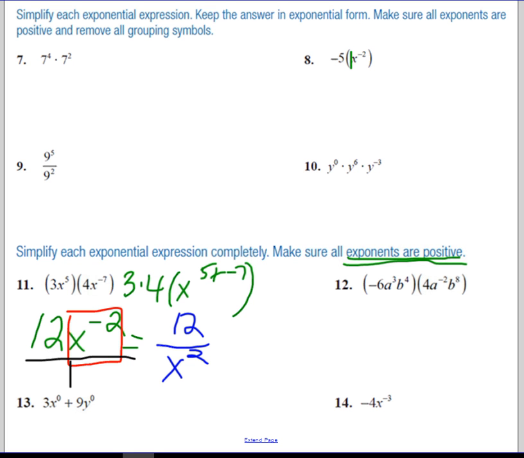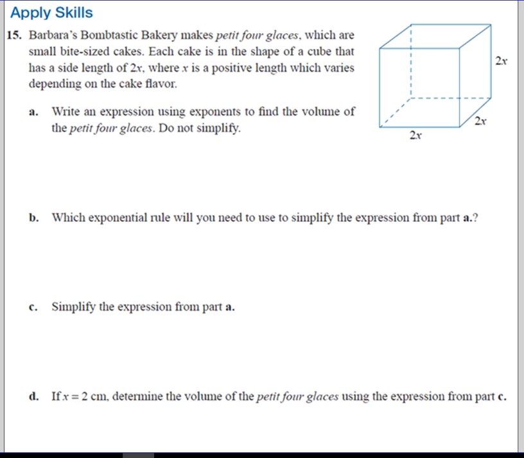Finish working through the rest of these problems and check your work. And when you're done, you can move forward and we'll look at some story problems together.